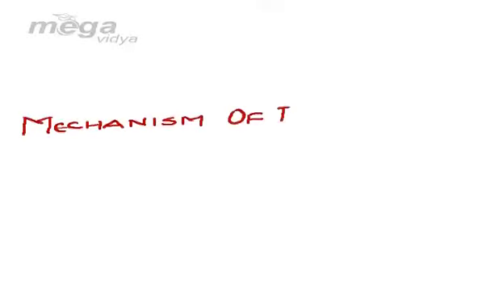So let's come to the mechanism of ionic bonding. Before starting the mechanism of ionic bonding, let us know what the word mechanism means. Mechanism basically represents all those steps involved in a process.